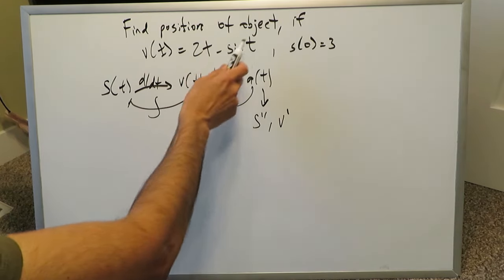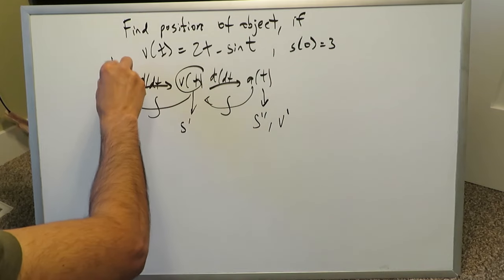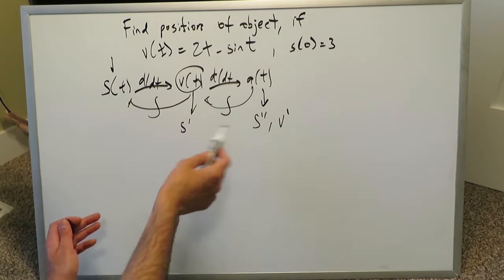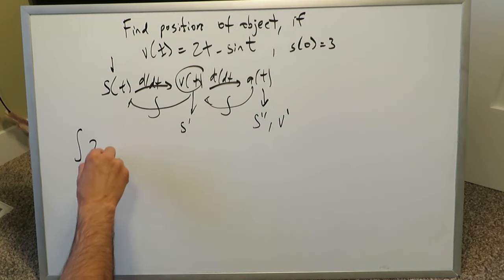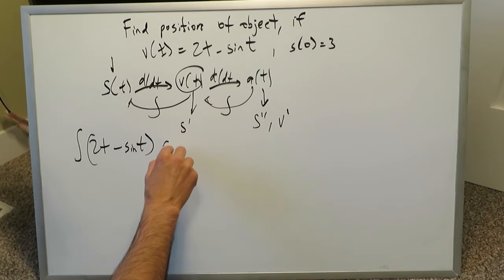If you have to find the position of the object and you're given the velocity, you're provided this and you have to find this, then you know you must go backwards using the integral loop. That's why I'm providing you this loop. It tells you in which direction to go based on what you know and where you have to end up. So if you did the integral of this velocity, you know you'll end up back at the position function because you're taking the lower loop.